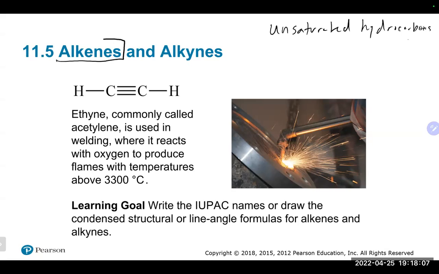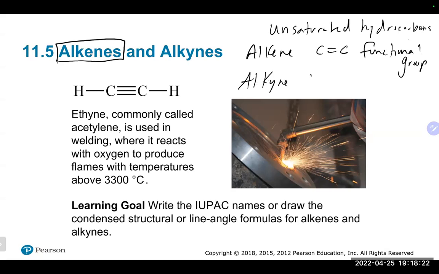So for alkenes, the functional group is the carbon-carbon double bond. While for alkynes, the functional group is the carbon-carbon triple bond.